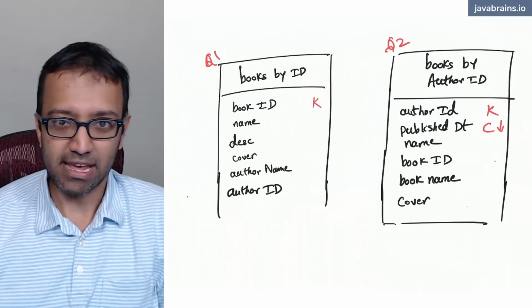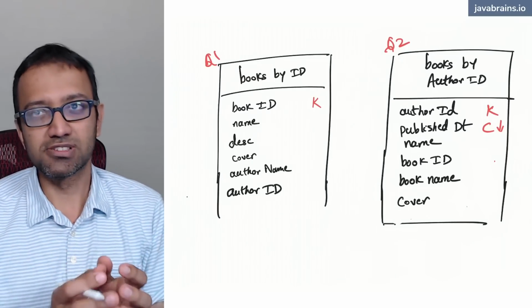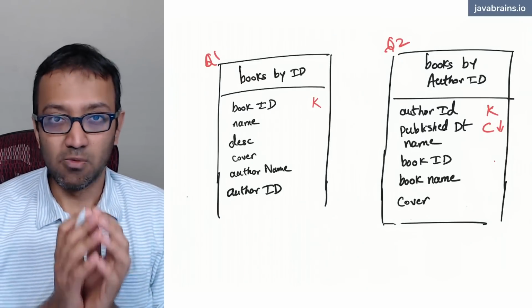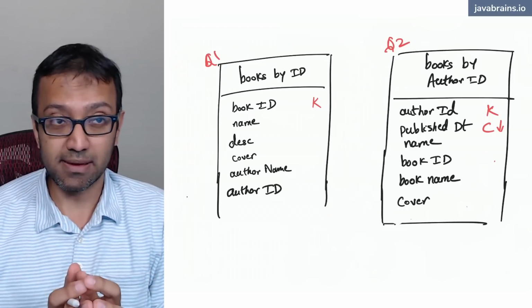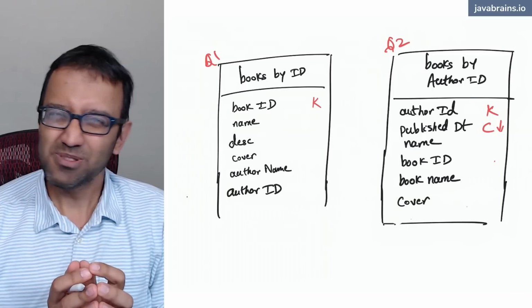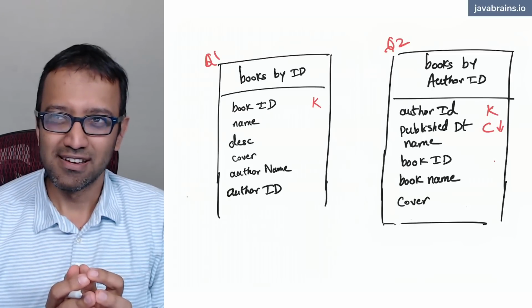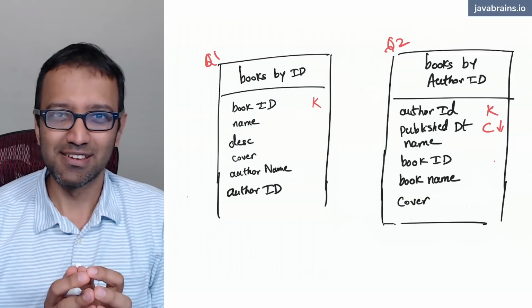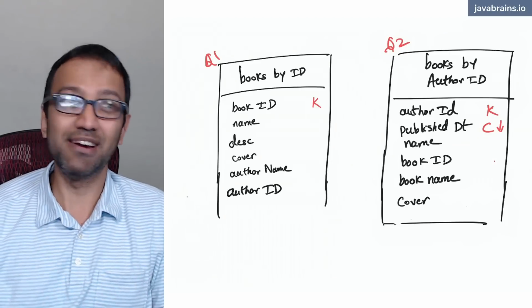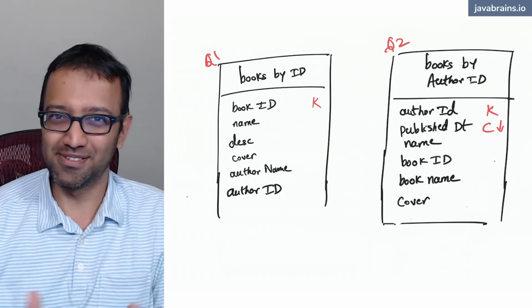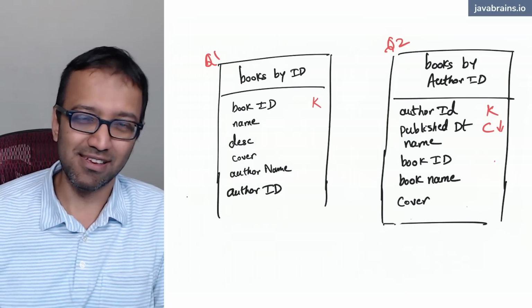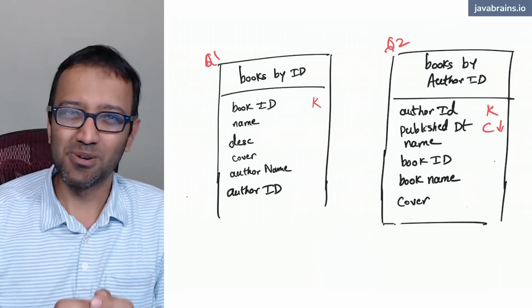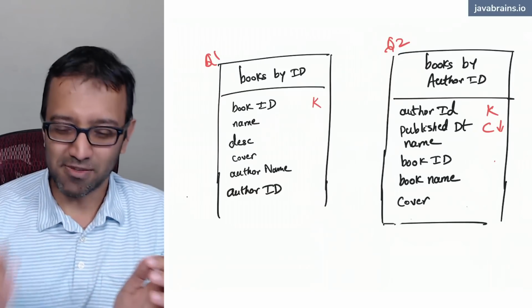With books by author ID, you are storing all the books written by an author in one partition. Is there a possibility of that partition containing too much data? Well, I don't think so, because an author cannot realistically write too many books. Maybe 100 books, 200 books, that's still fine. It's not going to be thousands or tens of thousands. So that's still fine, and I'm not worried about this.